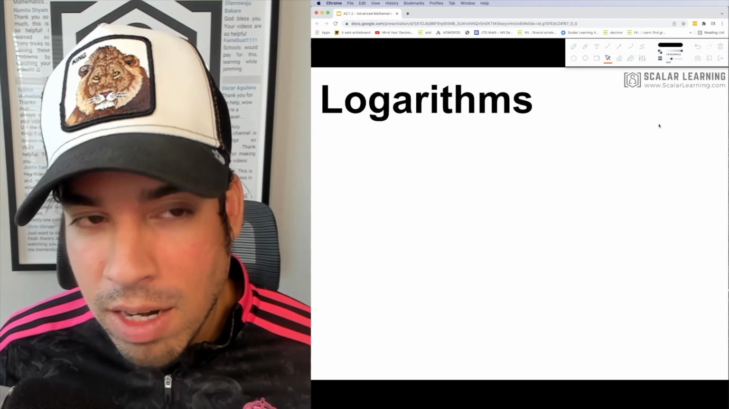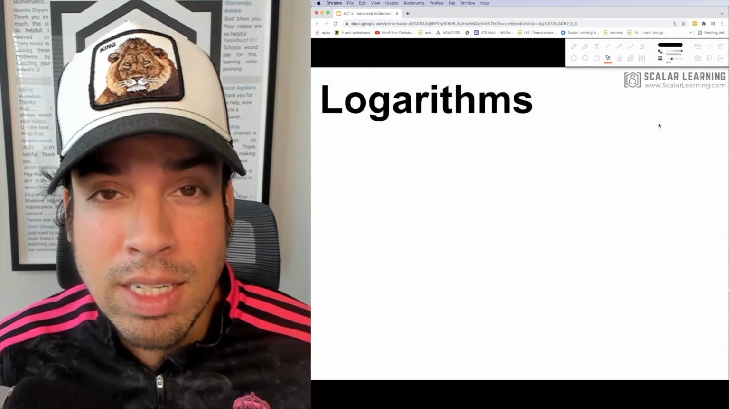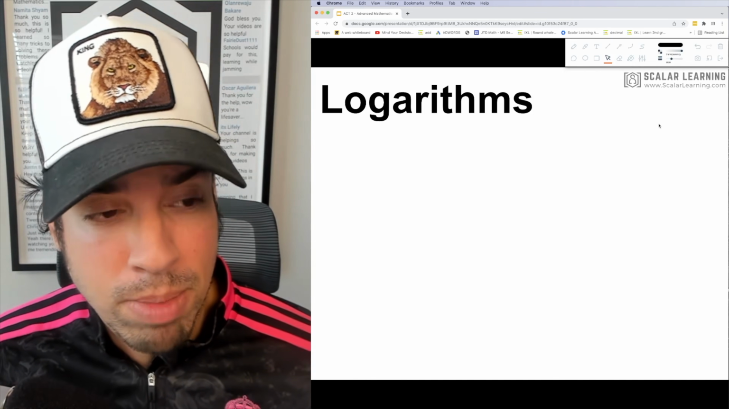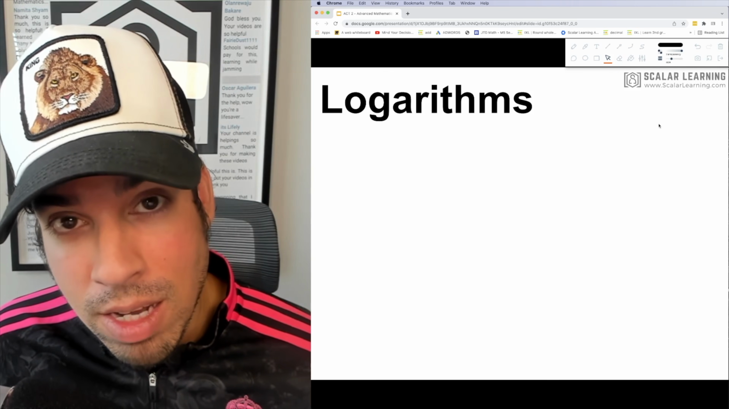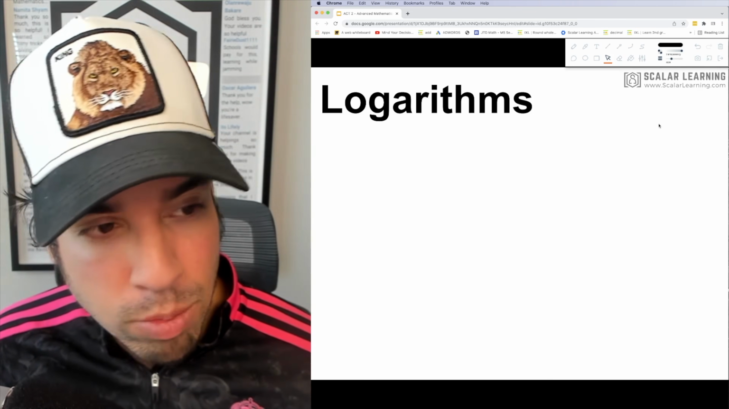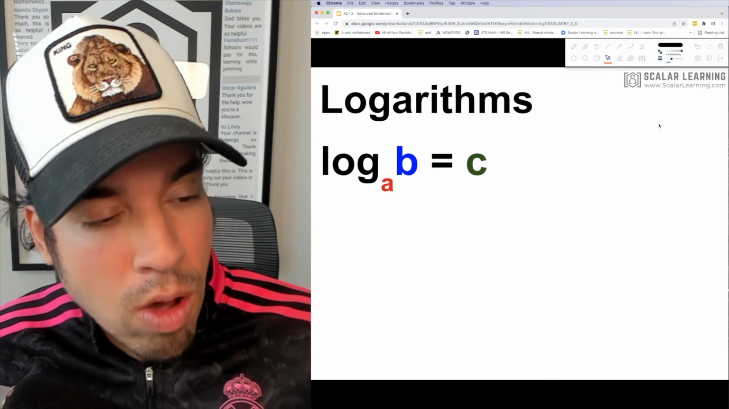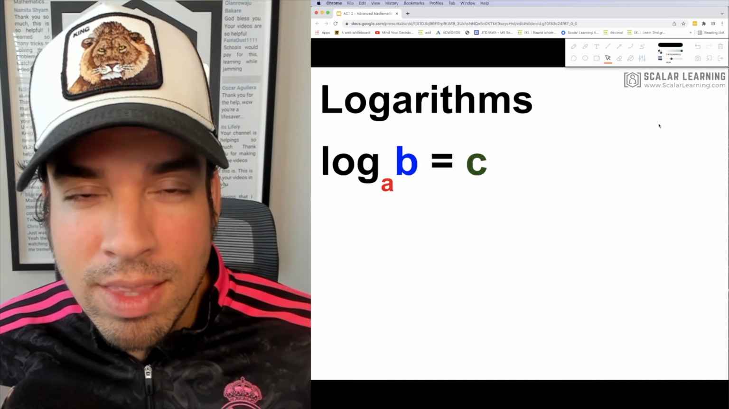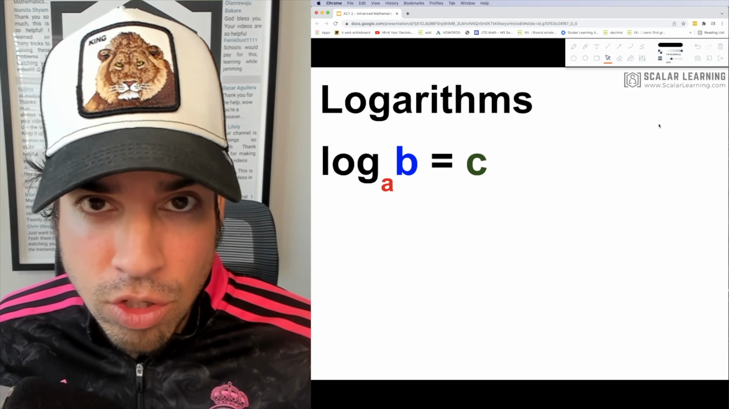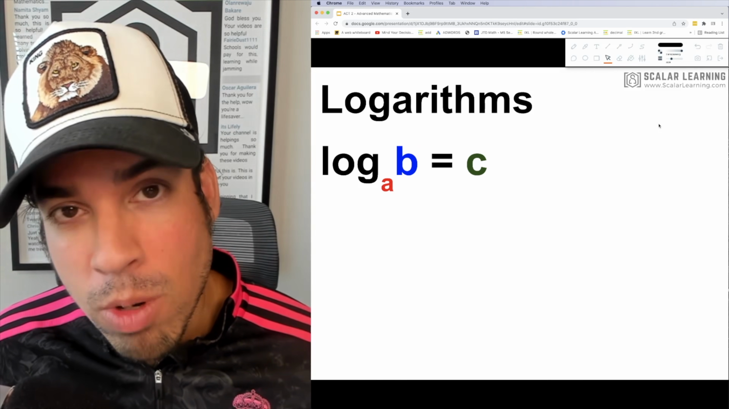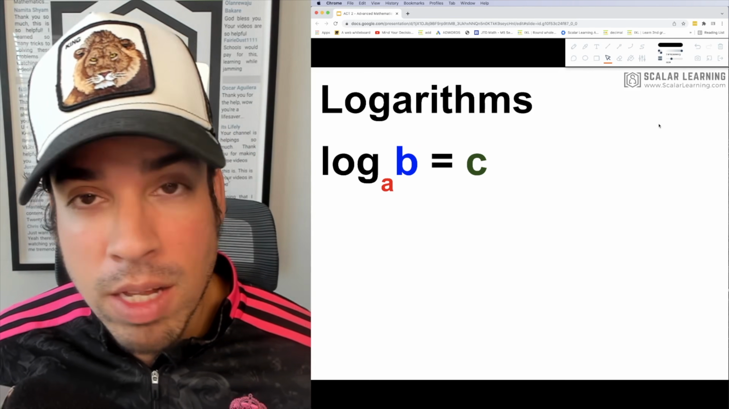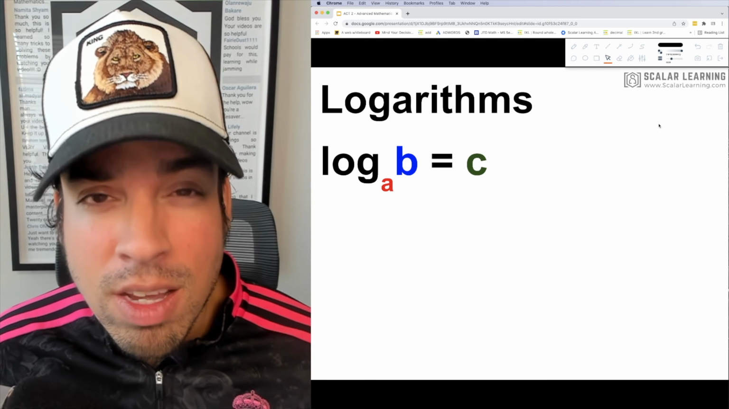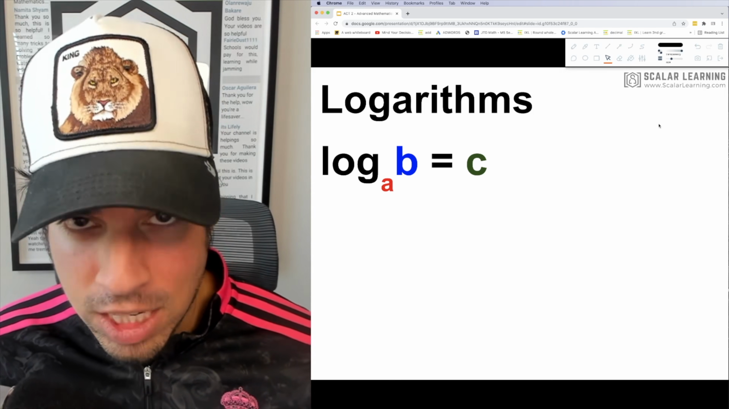So there's not a crazy amount of logs on the ACT, but you do need to know the basic rules to be able to handle all these questions. So I'm going to break it down as simply as possible. So first of all, log base A of B equals C. This can be translated to an exponential expression. This is probably the most important thing that you need to know about logarithms, because a lot of questions just want you to translate into exponential and solve.